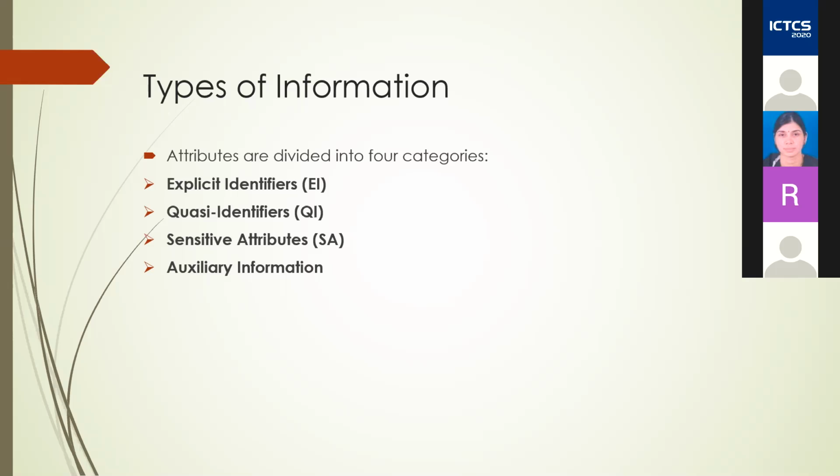Sensitive attributes are the information which we want to secure from the third party, for example, the grades and marks of the student. And auxiliary information is the information which does not fit into the above attributes, and we can put that information into this particular category, for example, the course objectives.